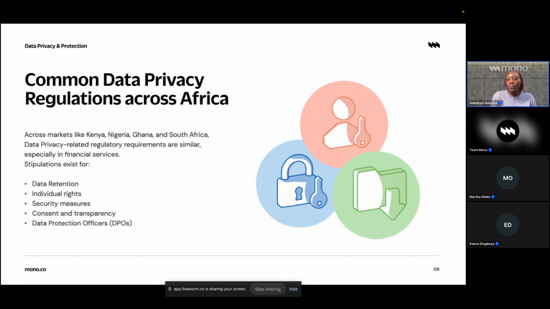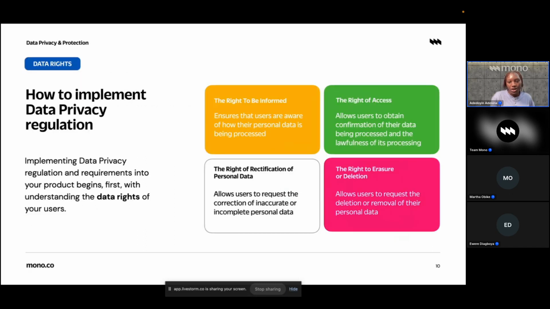So if you are a business that has, there is a certain cache, I think about 2,000 customers or 2,000 users, you're obligated to have a data protection officer. But if you're a small company and you're still looking to scale, your compliance officer or your legal officer can double as your data protection officer, while you would have an external firm that would work as your DPCO. So that's a little bit about some of the data privacy regulations that we have across Africa.